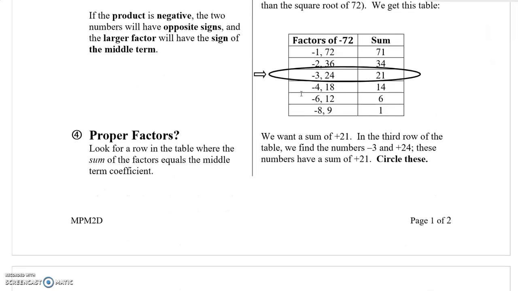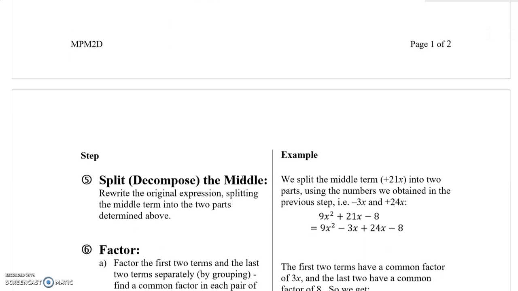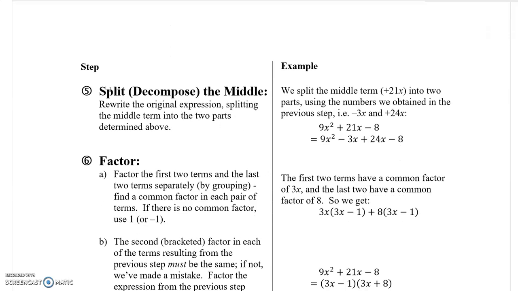So I'm going to circle those, as it says there in step 4. Moving on to the other side of the page here, it says we're going to decompose the middle. So we're going to break that 21x into negative 3x and positive 24. Remember, the two things we found were negative 3 and 24. Those were our factors. So we've broken the 21x into those two factors with the x's with them. That's all we had to do. That's the only real new step for us here.